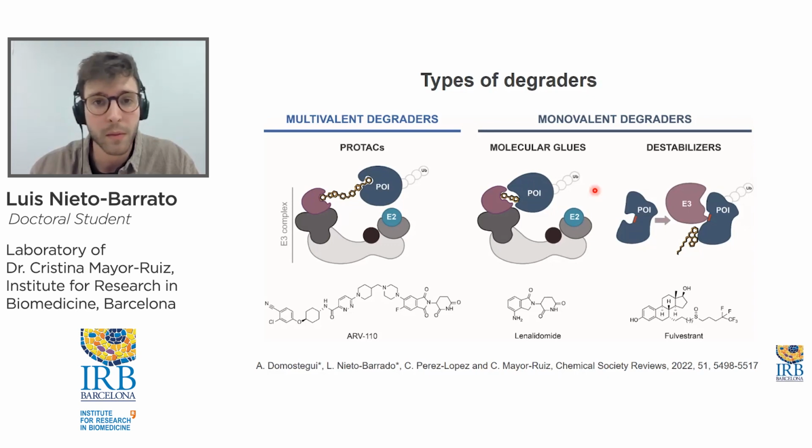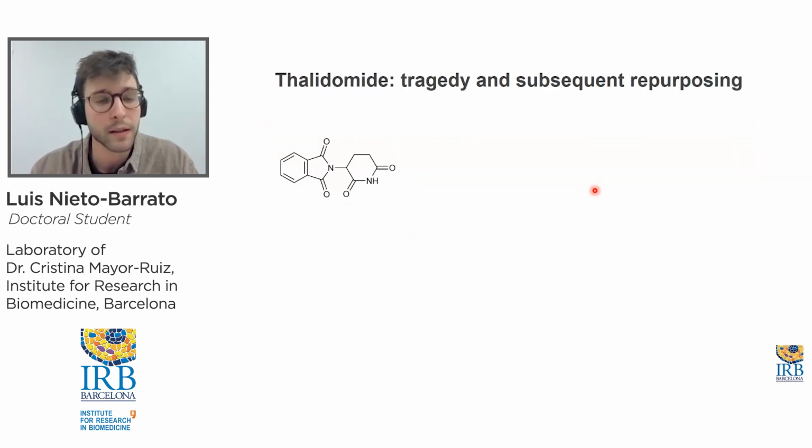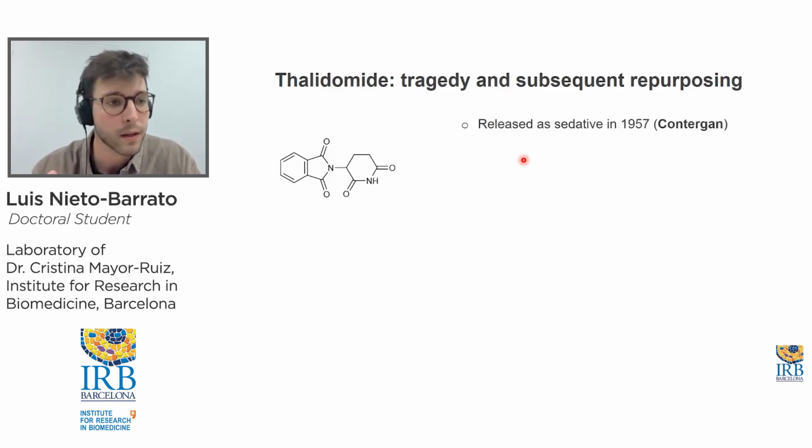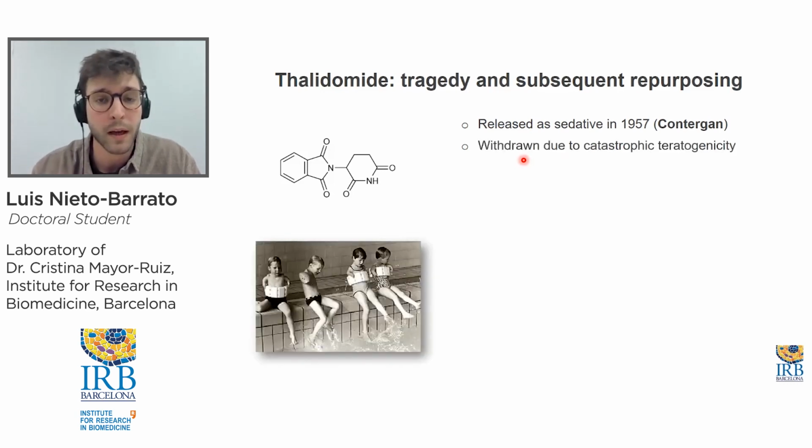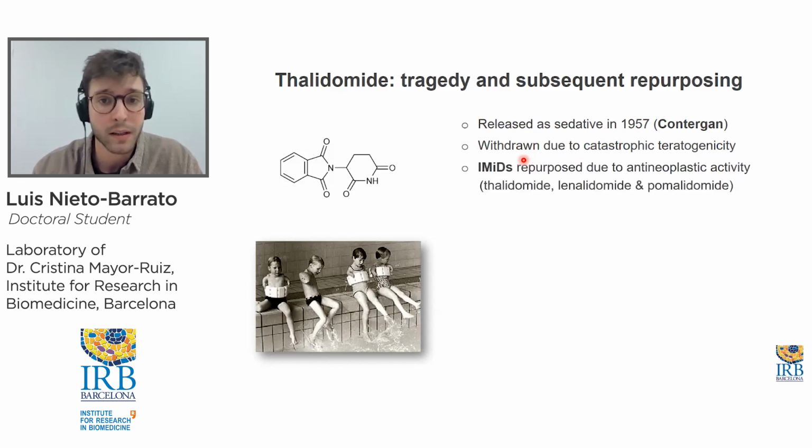A very good example of synthetic molecular glue degraders is thalidomide, which was first released as a sedative in 1957 with the commercial name of Contergan, but was later withdrawn due to fetal malformation effects. However, afterwards the community realized that it had anti-neoplastic activity. So thalidomide, together with the derivatives lenalidomide and pomalidomide, the so-called IMIDs, were repurposed.